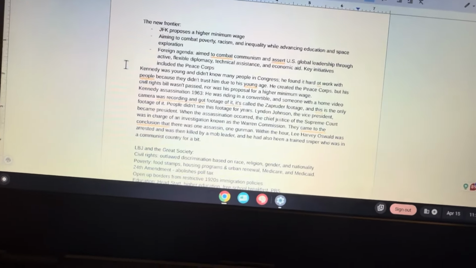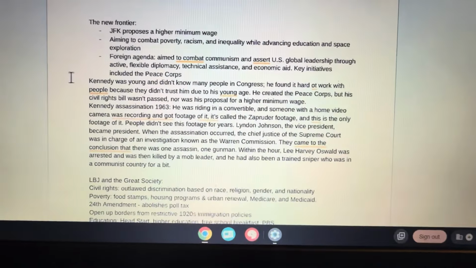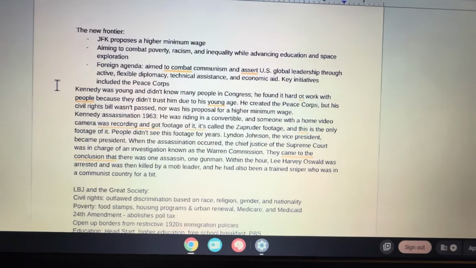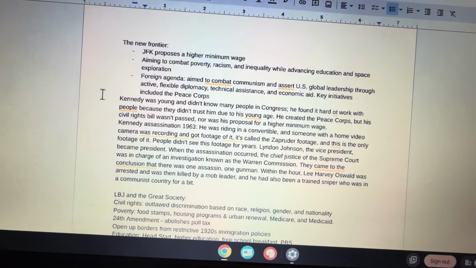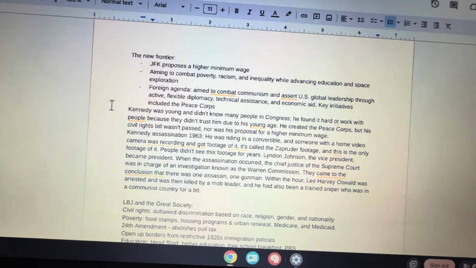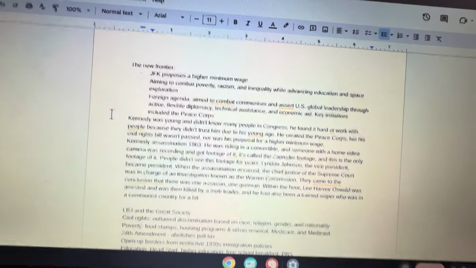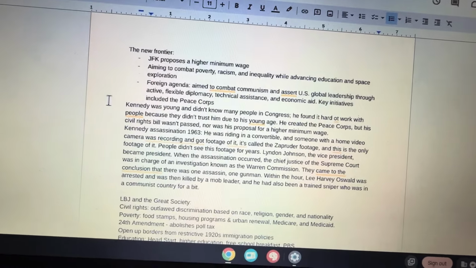Kennedy was young and didn't know many people in Congress. He found it hard to work with people because they didn't trust him due to his younger age. He created the Peace Corps, but his civil rights bill wasn't passed, nor was his proposal for a higher minimum wage. The Kennedy assassination in 1963.